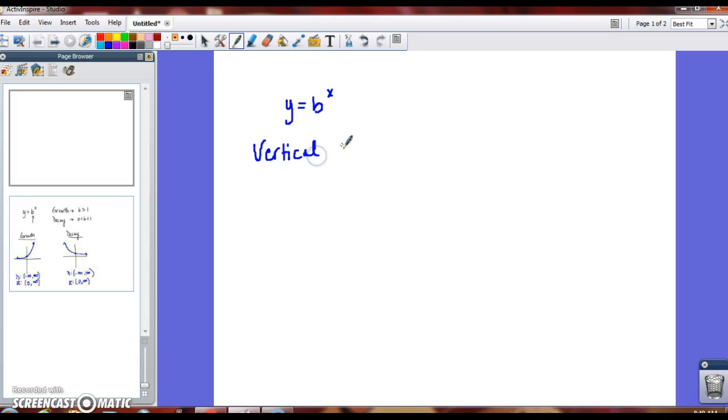Just like with any other function, when you shift it vertically, that's just tacking a number on the end. So for example, you have y equals b to the x plus c. If you have plus 5, then it shifts that whole graph up 5 units. If you have minus 2, then it shifts the entire graph down 2 units. So that one's really straightforward.